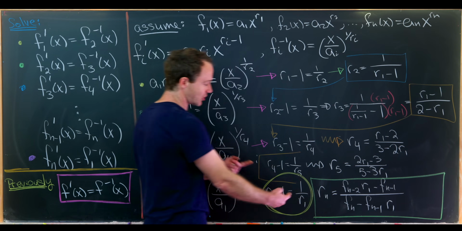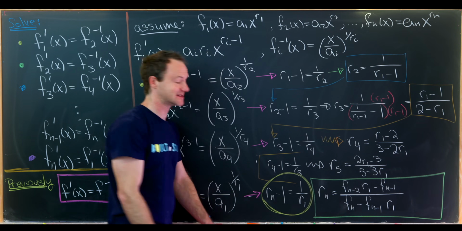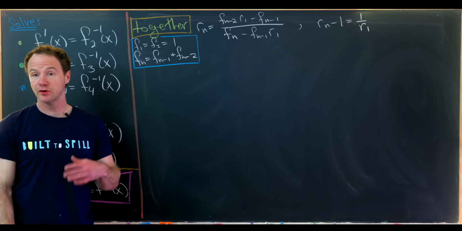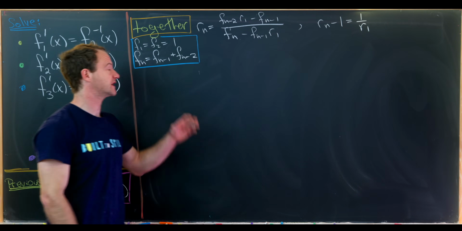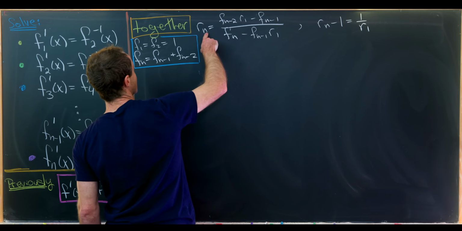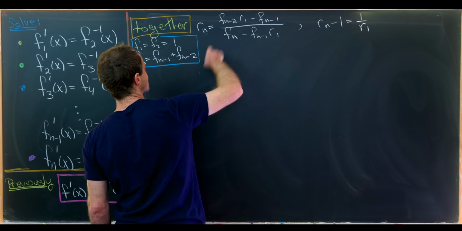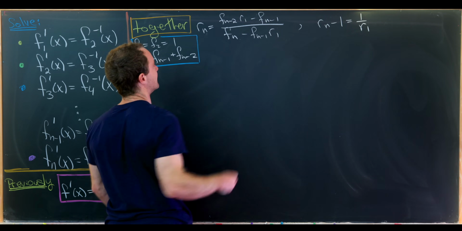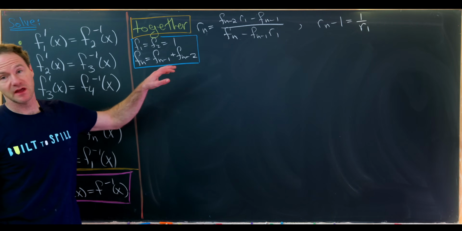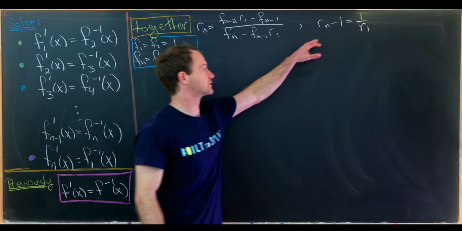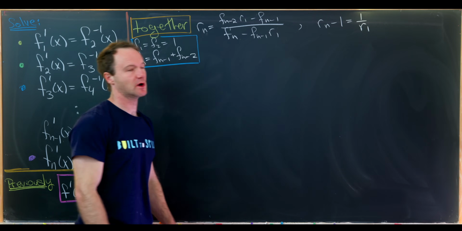Now let's start with these two equations and see what R1 is. So putting everything together from the last board, we determined that R sub n was this expression involving R1 and the Fibonacci numbers. And then we had our final equation, which was Rn minus 1 was 1 over R1.